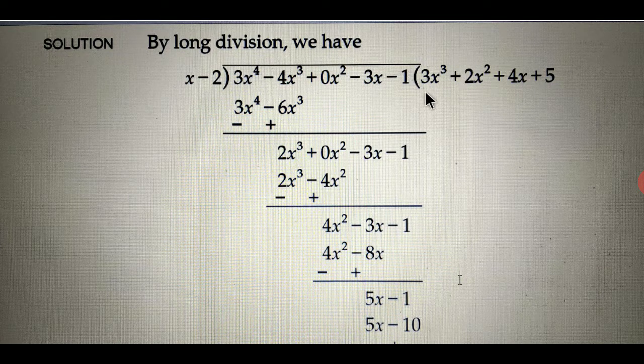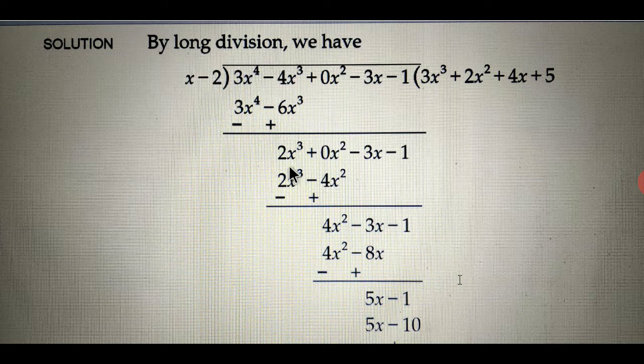Now multiply this 3x cube with the whole x minus 2 and write it here. 3x cube into x will give you 3x to the power 4, minus 2 into 3x cube, minus 6x cube. Cancel out. It will become 2x cube plus, look, we had the x square term absent, that's why we have taken 0 into x square. Now minus 3x and minus 1.